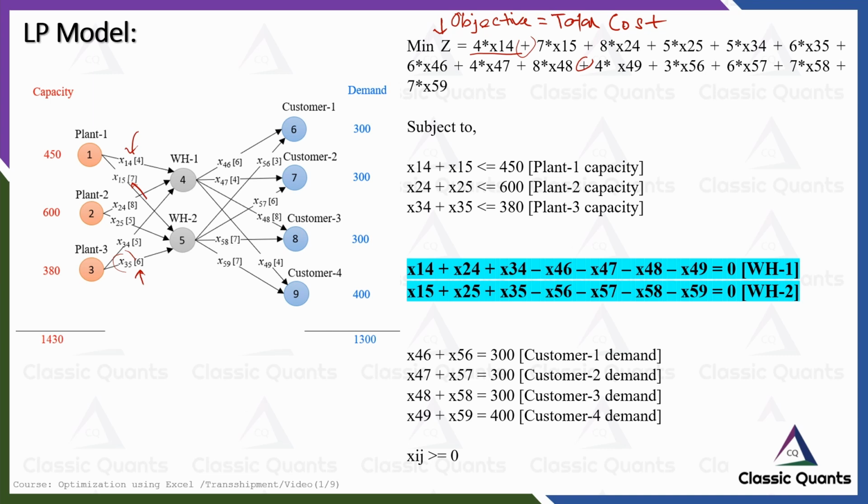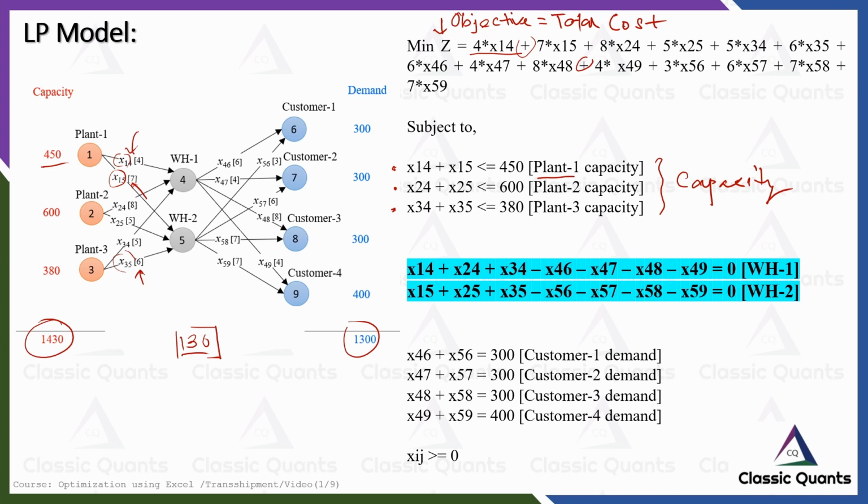So now the first set of constraints are the capacity constraints. So for each supply node, there will be a capacity constraint. For example, this is for your plant 1, x14 plus x15. This must be 450. Another thing I want to tell you, note that this is an unbalanced problem, because 130 units of excess capacity is there. Total capacity is not equal to total demand, and therefore it is an unbalanced problem.